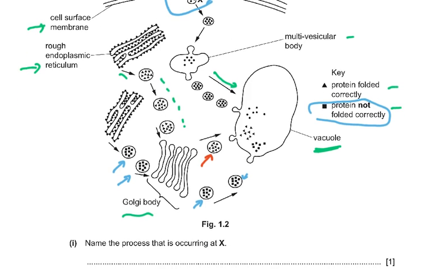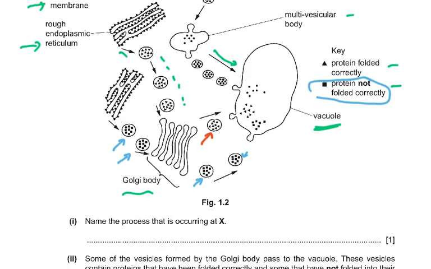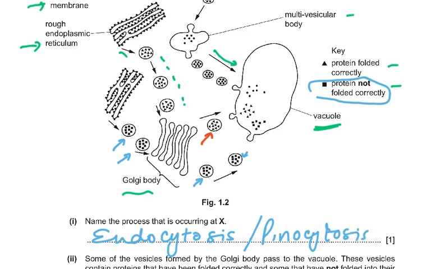Now this is something taking in, so name this process. What is it? It's going to be endocytosis. Name the process that is occurring at S. You could have said endocytosis, but you cannot say phagocytosis. That would be a reject. That means a large number of students would have written that. Or you could have said pinocytosis, taking in liquid, drinking, pinocytosis.